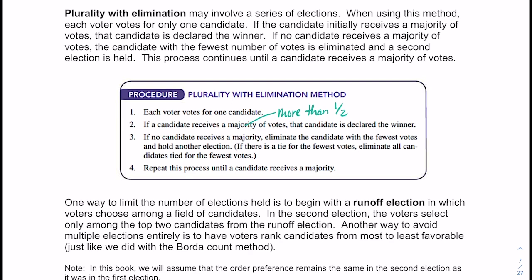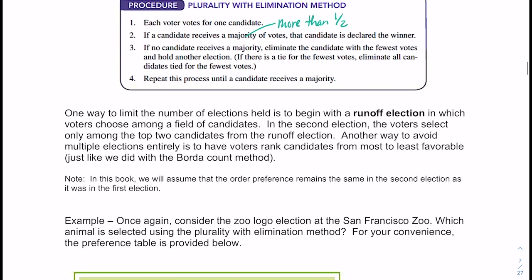One way to limit the number of elections is to begin with what's called a runoff election, where you choose among a field of candidates, and then in the second election, the voters select only among the top two from the runoff election. Another way to avoid multiple elections entirely is to have voters rank candidates from most to least favorable, just like we did with the Borda count method.